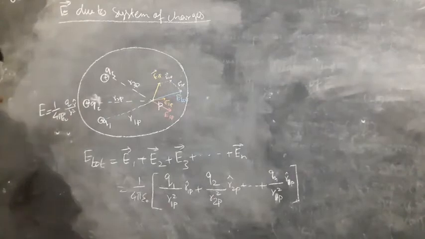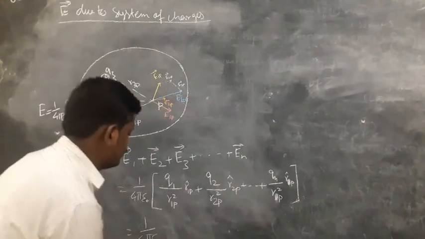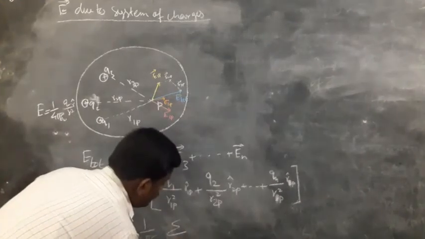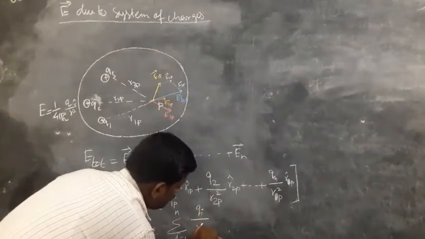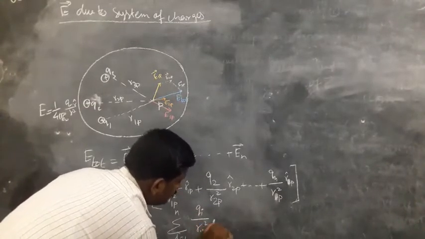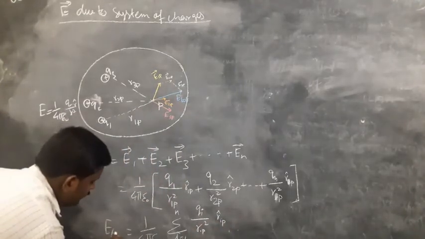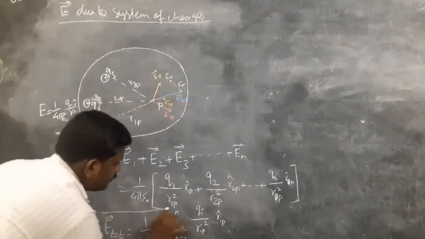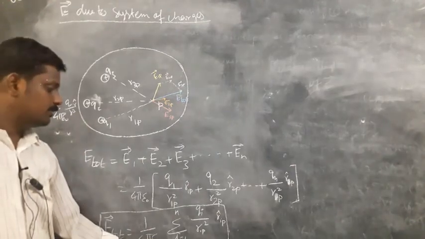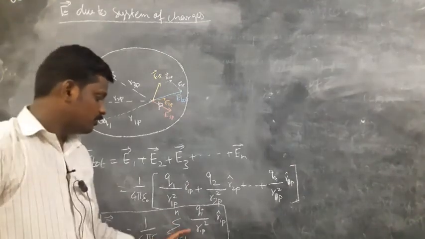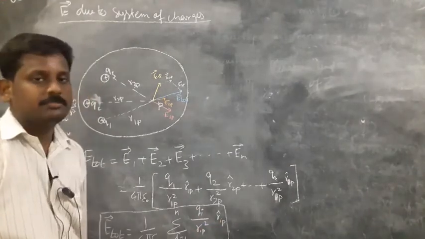We can rewrite the equation as 1 by 4 pi epsilon naught summation i equal to 1 to n Qi by RiP squared RiP cap. So the total electric field E total is equal to 1 by 4 pi epsilon naught summation i equal to 1 to n. We substitute i equal to 1, it's Q1 by R1P squared R1P cap. Then summation means we need to add.